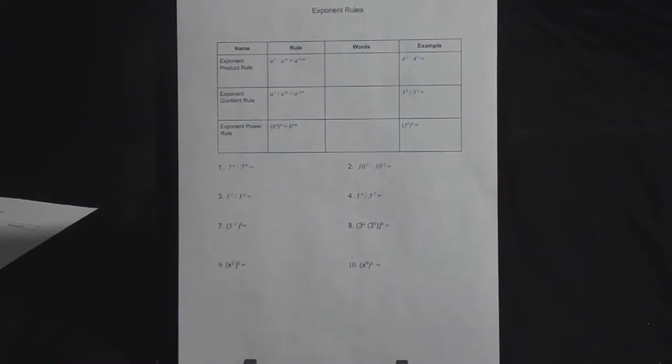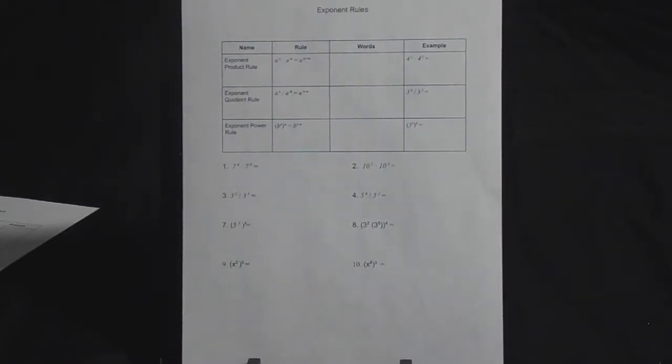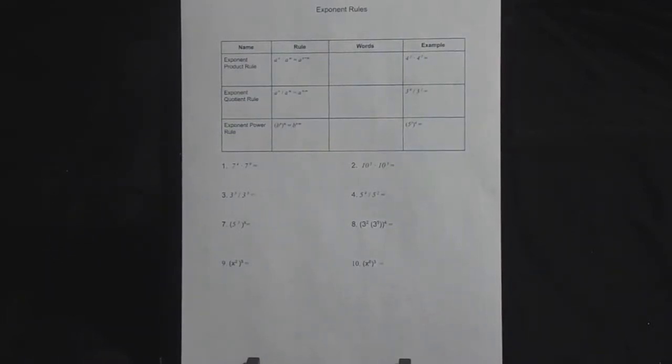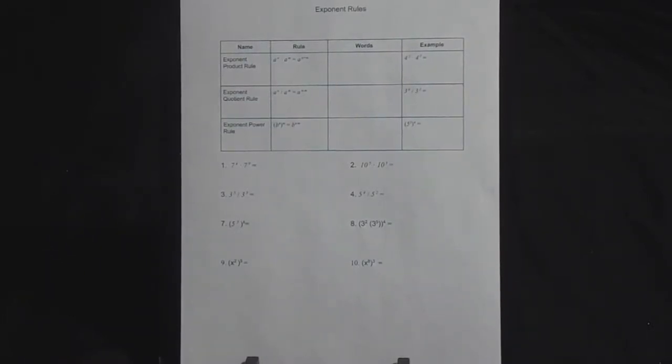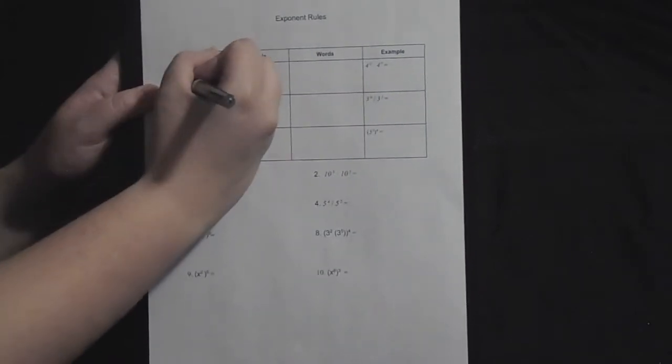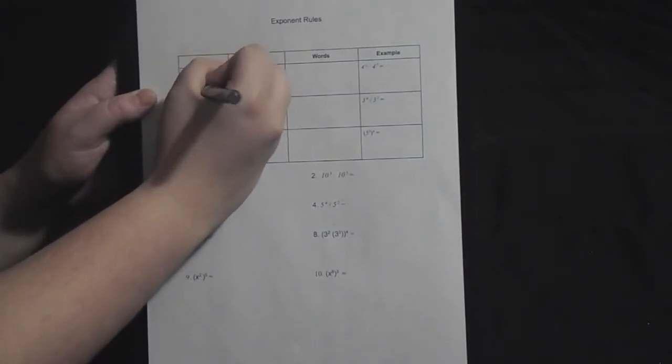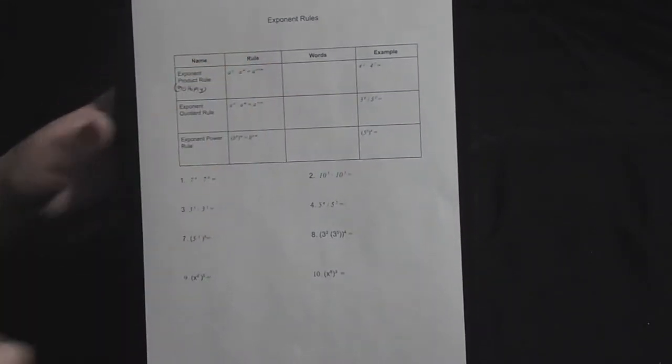So, we have some rules to learn about exponents. And here's how it works. The first one's called the exponent product rule. And the word product means multiply. Okay? So you can see in the rule, right here, I'm going to write multiply, because that's what the word product means.